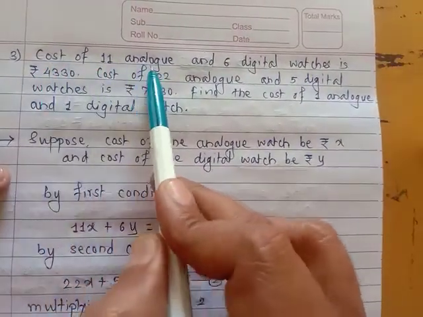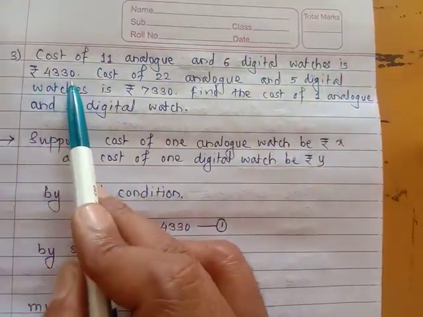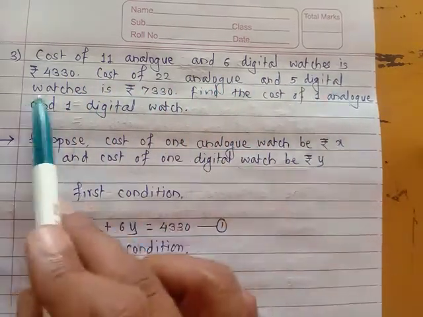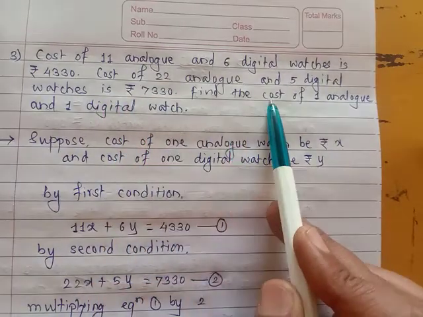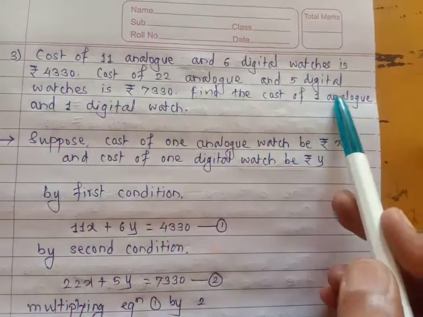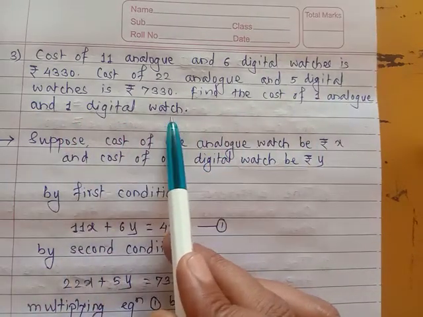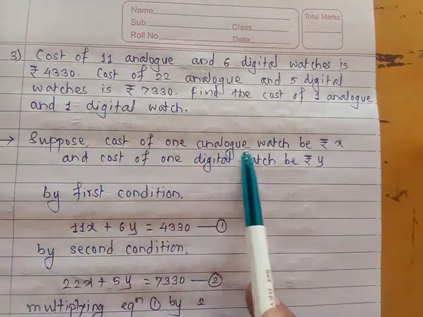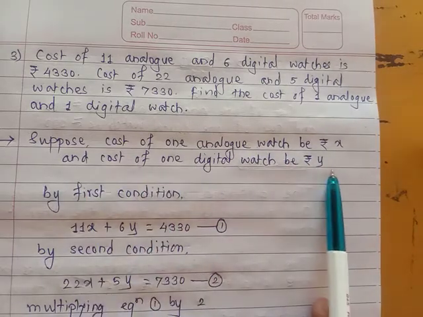Cost of 11 analog and 6 digital watches is rupees 4,330. Cost of 22 analog and 5 digital watches is rupees 7,330. Find the cost of one analog and one digital watch. Here are the two quantities we have to find: cost of one analog watch and cost of one digital watch. So we take variables for these two. Suppose the cost of one analog watch is rupees x and the cost of one digital watch is rupees y.